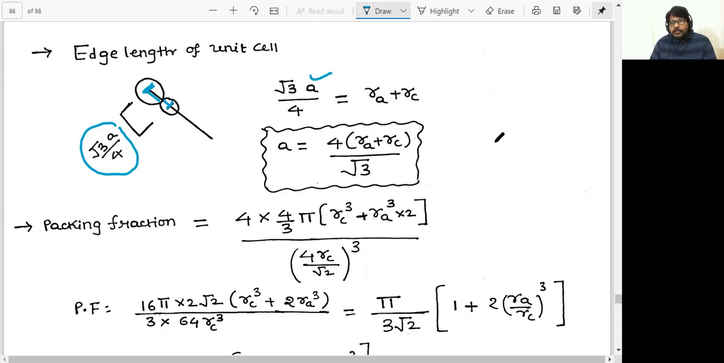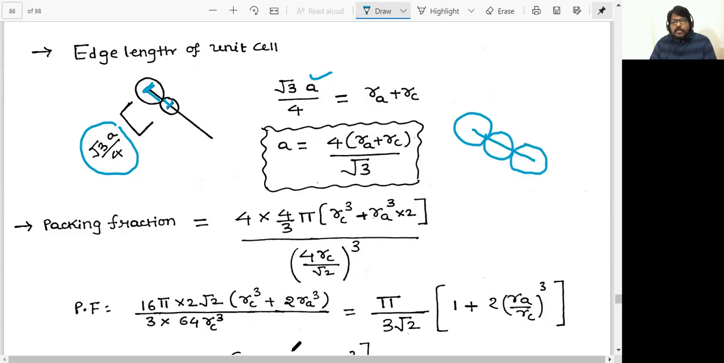This is a face diagonal, and the face diagonal is occupied by calcium ions. Calcium ions are present at corners, and also at face centers. In the previous video I already clarified this point: for all ideal calculations, in reality there may be some empty space between these two cations, but we are assuming that the cations are in contact. So the total value is the face diagonal, which is equal to root 2 a, and that is equal to 4 times the radius of cation.